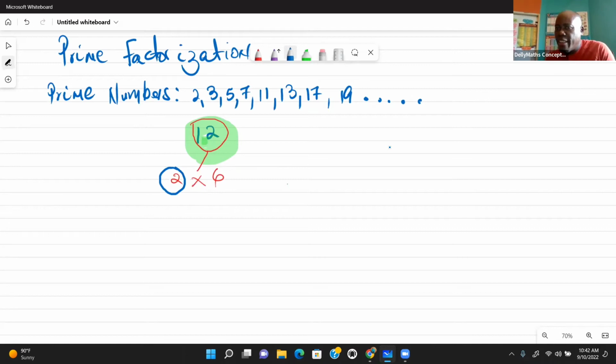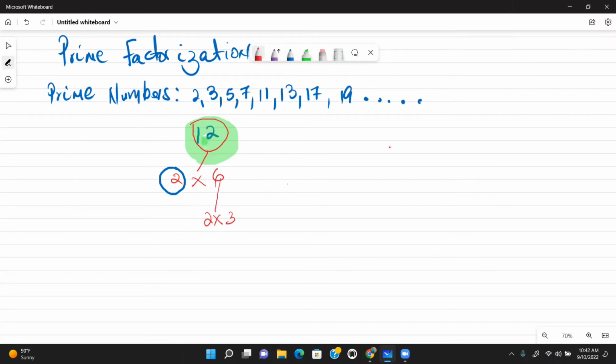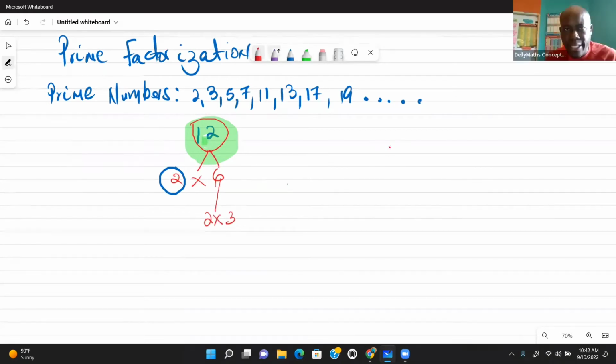Can the 2 go down any further? No. But can the 6 go down any further? You have to say yes. Don't worry, we're going to do a lot of these. The 6 could break down again into what? 2 times 3. Agree or not? Agree. Let me write it better for you. Let me fix it. The 6 could break down into 2 times 3.